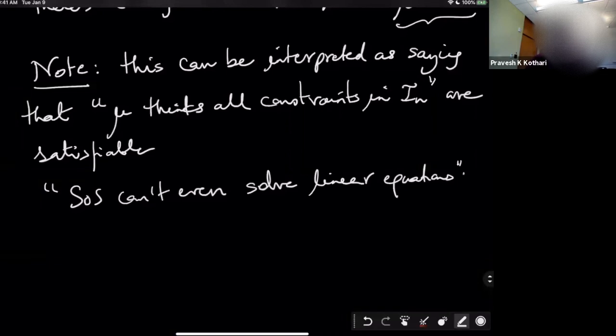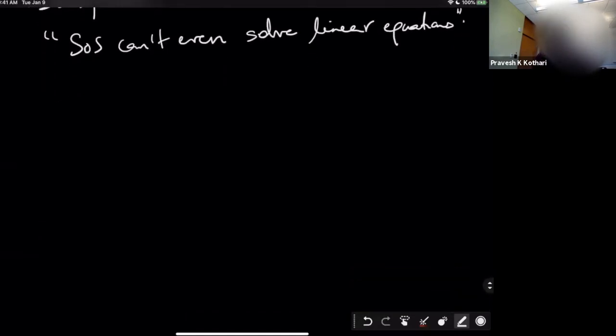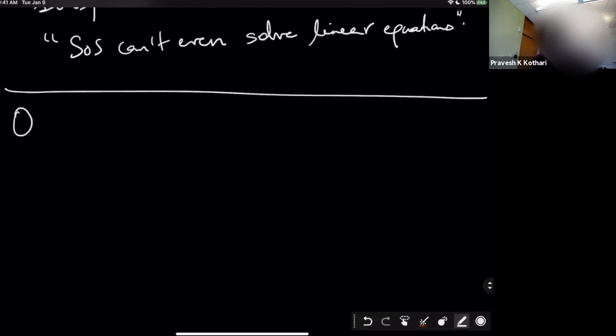Good, very good. So we will actually prove this theorem today. Okay, we will actually construct such a pseudo distribution. Okay. So our goal.